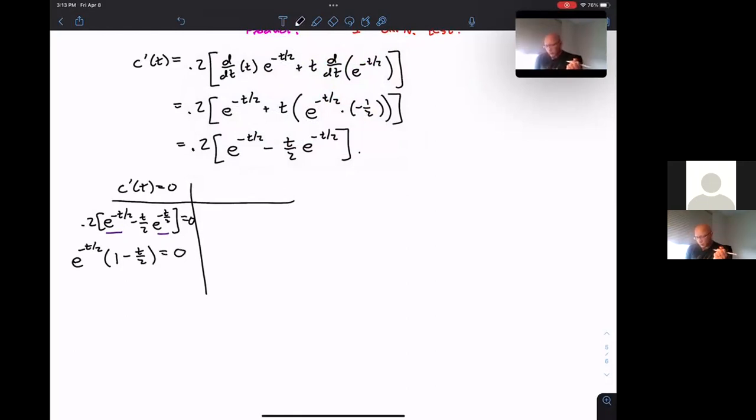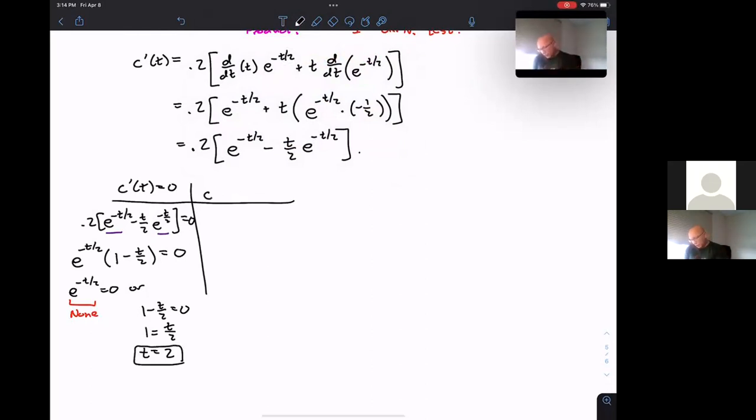Okay, so I did a couple steps of algebra there, right? First dividing by 0.2 on both sides and then factoring out a common factor. And now I have two situations, either e to the minus t over 2 equals 0 or 1 minus t over 2 equals 0. Now, in this first case, I know that there's no time the exponential function ever crosses the x-axis, right? So I know that this is impossible. There's no solutions here. The other half is a little easier to solve. 1 equals t over 2. And so I get t equals 2. Okay, so that's one of my critical numbers.